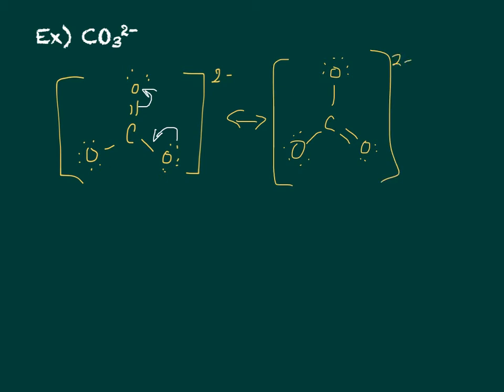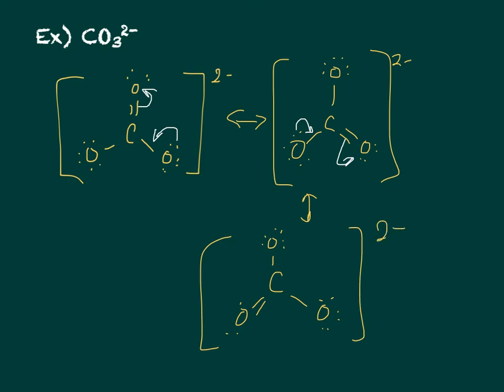And the same thing could happen to the third, where those electrons decide to go there, and those electrons hop back up to there, and that gives us our third resonance contributing structure, where we have carbon double bonded to oxygen, singly bonded, and singly bonded. And don't forget the 2-.